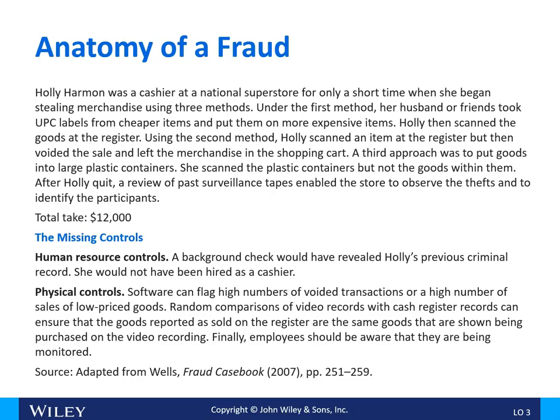Physical controls. Software can flag high numbers of voided transactions or a high number of sales of low-priced goods. So there might be some flags there, and then random comparisons of video records with cash register records can ensure that goods reported as sold on the register are the same goods that are being purchased on the video. And employees should be aware that they are being monitored, so they will act more ethically. You would hope they would act ethically anyway, but some people don't.